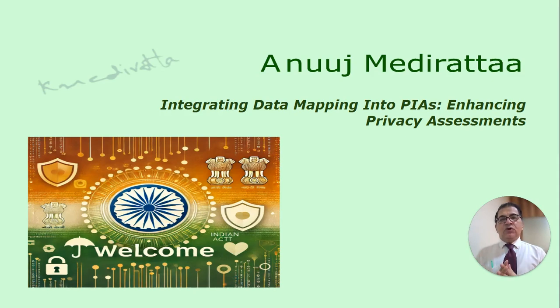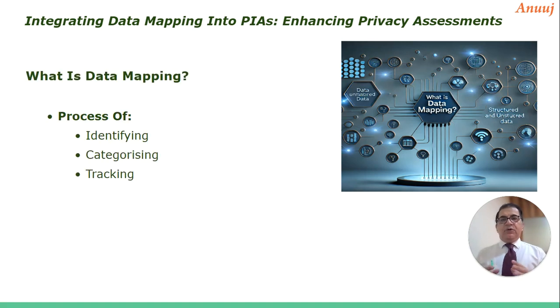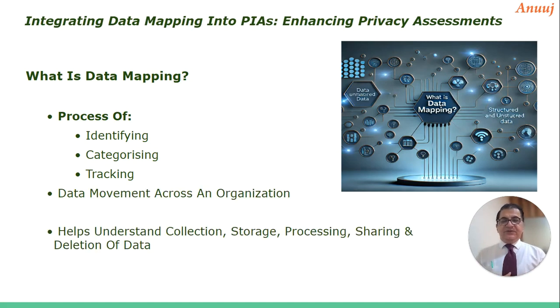And as I said, let's talk about how to get it integrated with privacy impact assessment. Data mapping, as we have been talking about, is a process to identify, categorize and track what personal information we are collecting and how it is moving across our organization. Collecting, storing, sharing with third parties, deleting, and actually processing are the 5 processes that the Indian DPDP Act defines as a part of the data privacy handling processes, right?